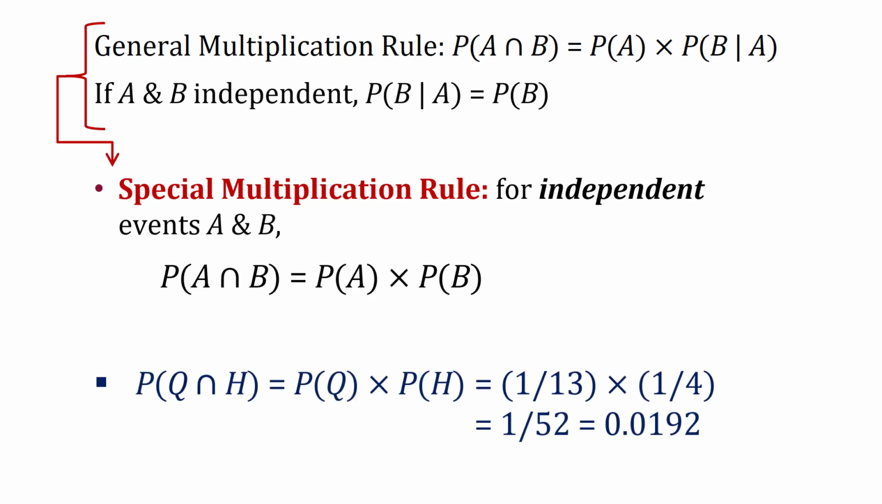So for an example here, we just showed that queens and hearts were independent. So if I find the probability of queens intersection hearts, I can just take the probability of each event. Probability of queens is 1 out of 13. Probability of hearts is 1 out of 4. Multiply them together, I get 1 out of 52, which is exactly what we should expect here, because only one of the 52 cards in the deck is both a queen and a heart at the same time. It's the Queen of Hearts.